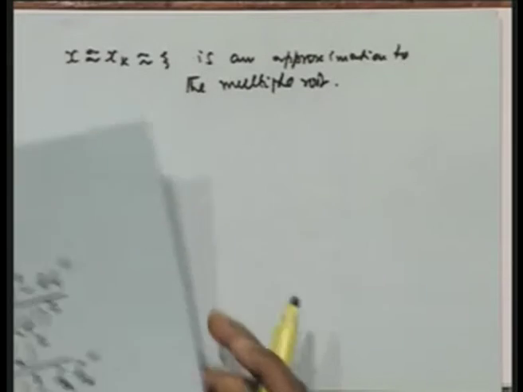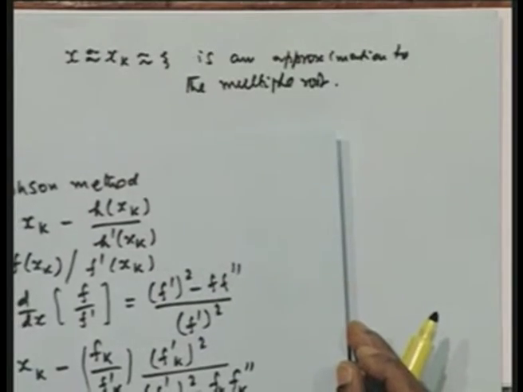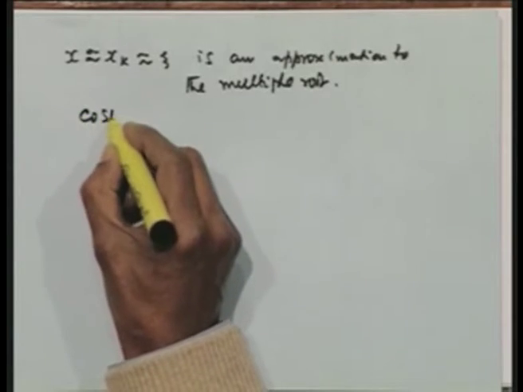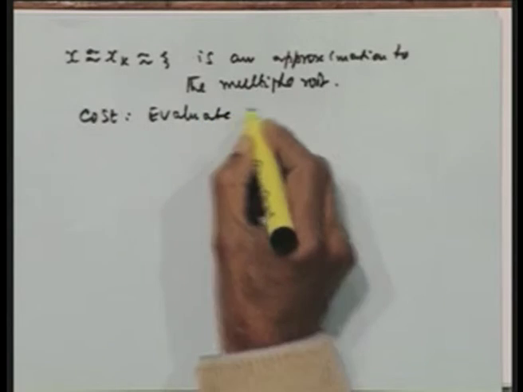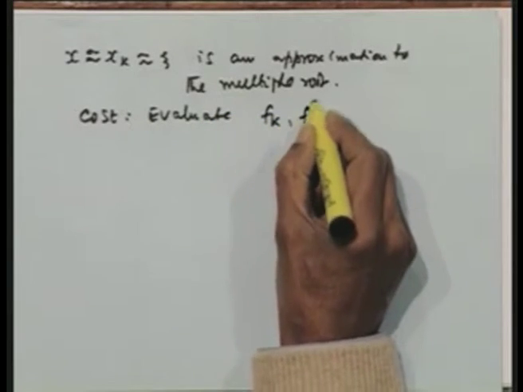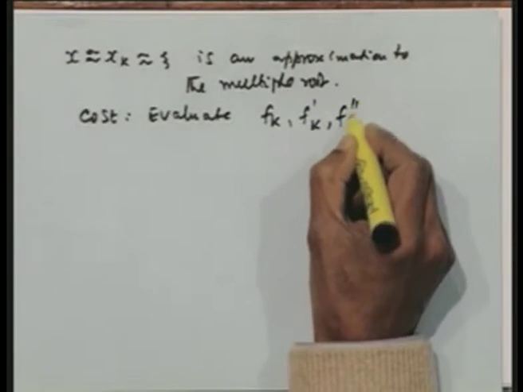Therefore, we obtain the root without any further modifications in the Newton-Raphson method. Now, if this is always so, we do not need any other method, but if you look at the cost of the computation, I need to evaluate f at k, f prime at k, f double prime at k.